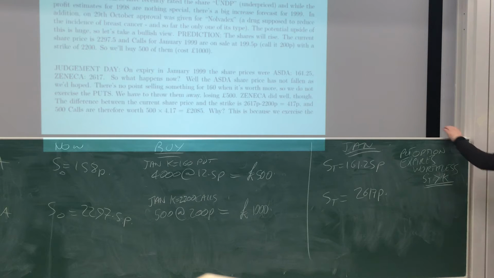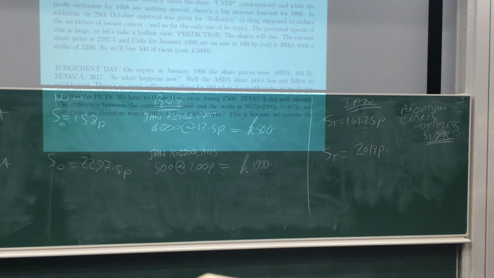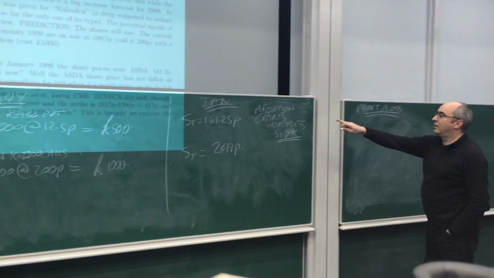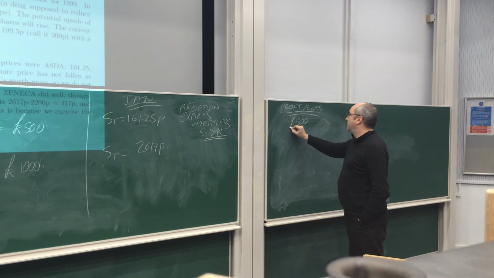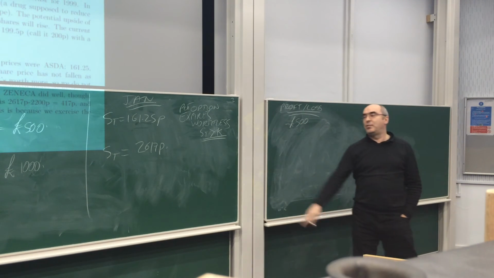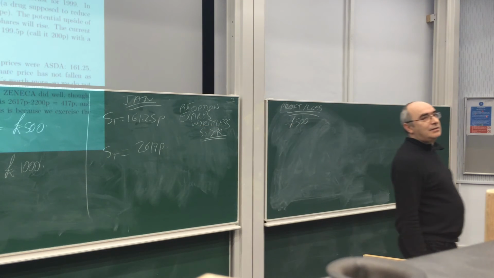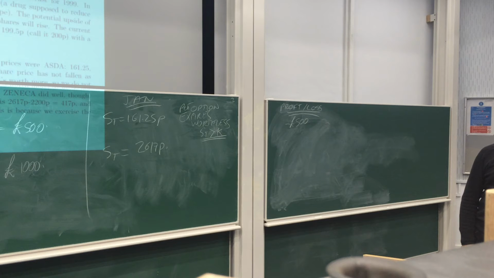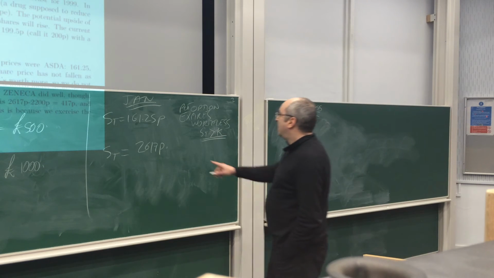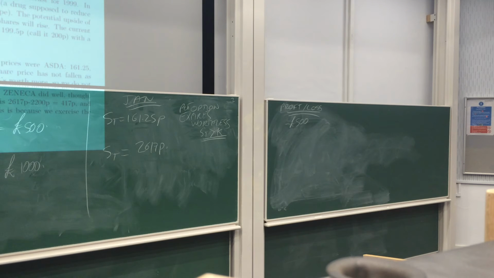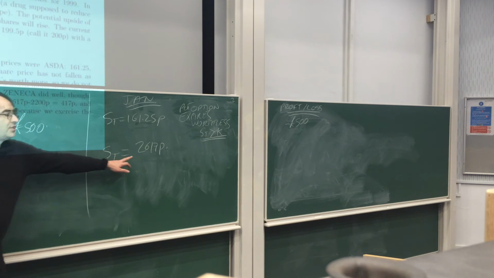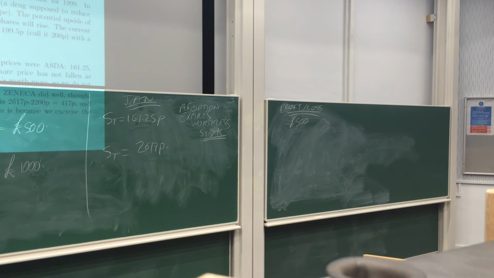So my profit or loss then is, well, I've lost £500. I've lost all the investment I put into those put options, okay? Which is slightly worrying, 100% loss. Okay, let's have a look at this one though. So now let's go back to the Zeneca one. Zeneca, current price is 2617. The options I bought allow me to buy shares for 2,200. Okay, so what am I going to do?